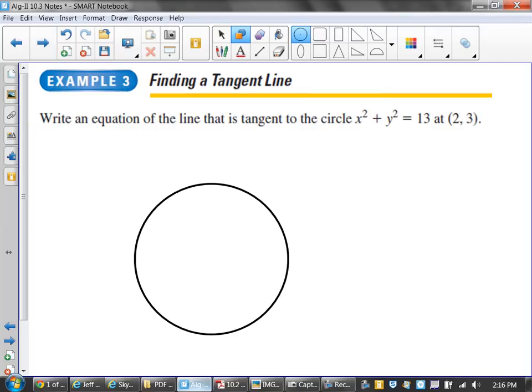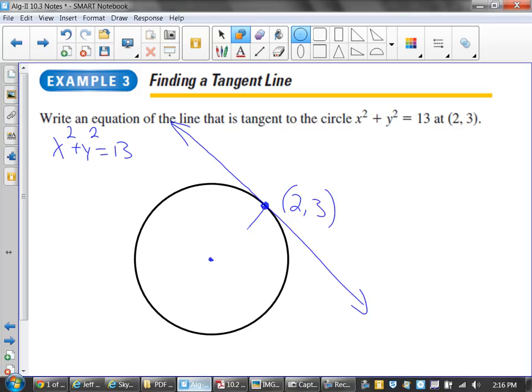It's perpendicular to the radius. Good. So it touches the circle at one spot, a single point, and it's perpendicular to the radius. So if I want to write the equation of the line that is tangent to the circle, the equation of the circle is x squared plus y squared equals 13. And at the point, we'll say it's 2, 3 is where it's tangent. And like Dylan said, this forms the perpendicular line.